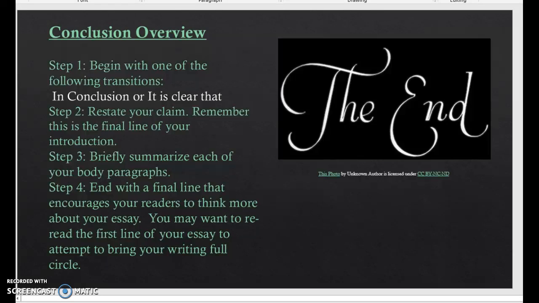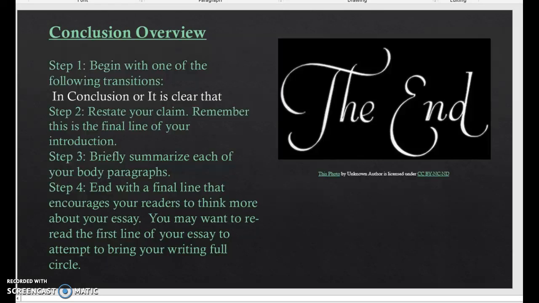And then the last step, this can be a little bit challenging sometimes, but in your final line, you really want to encourage the people reading to think more about your essay. So give them something to think about that extends after they've read your work. Maybe you might want to reread the first line of your essay and try using that smiley face trick, full circle ending. That could be something that you could do. But in that last line, you really want to try to encourage your readers to think more about the topic.